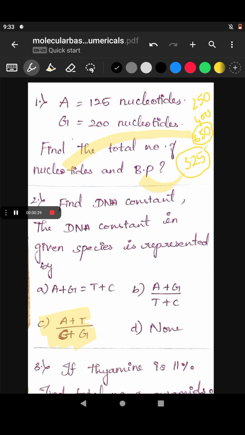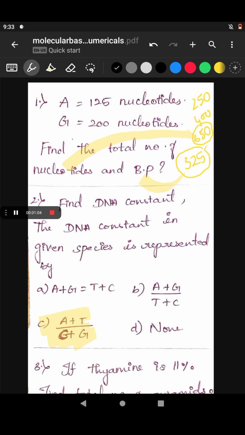So the total number of nucleotides will be, say if adenine is 125 nucleotides, it always base pairs with thymine as per Erwin Chargaff's base equivalence rule. That is the reason it will be 125 plus 125, 250. Guanine always base pairs with cytosine, so it will be 200 plus 200, 400. 400 plus 250 is going to be 650. So the answer for this would be 650. That is what you have to remember.